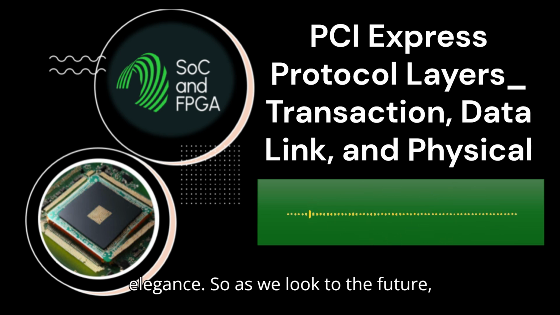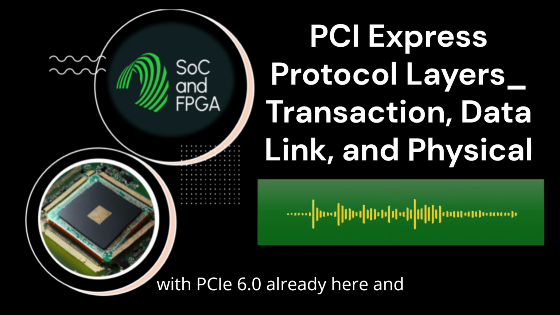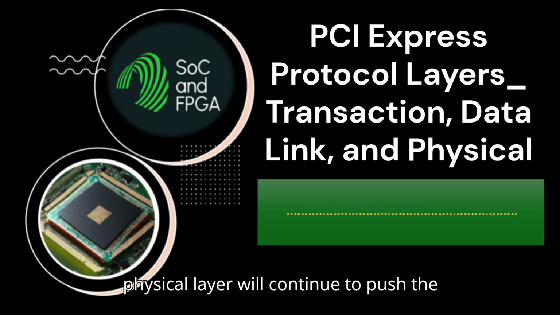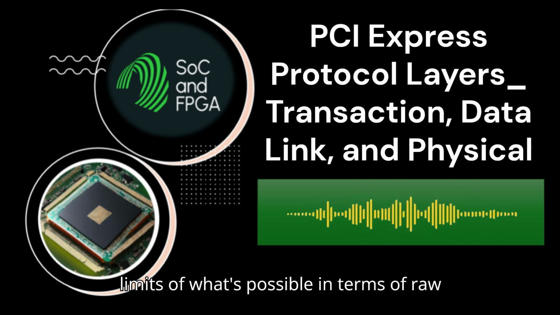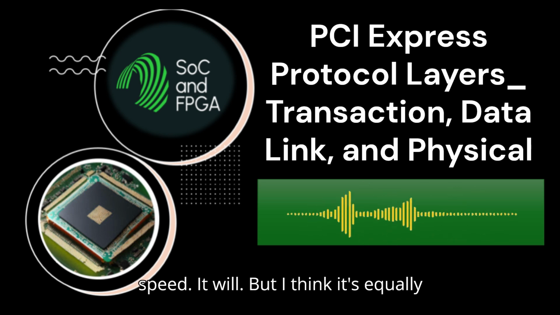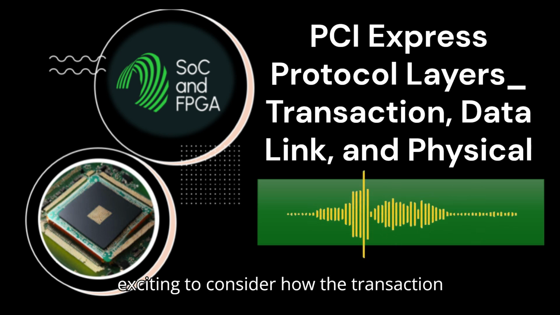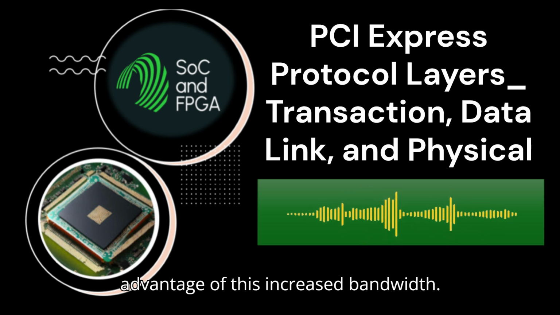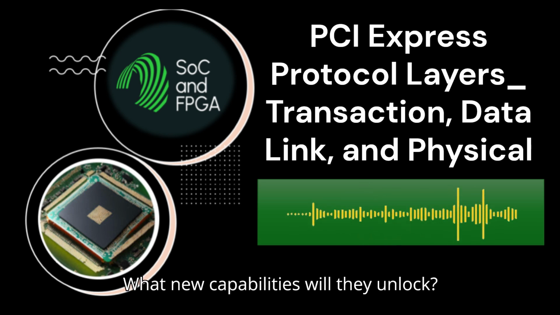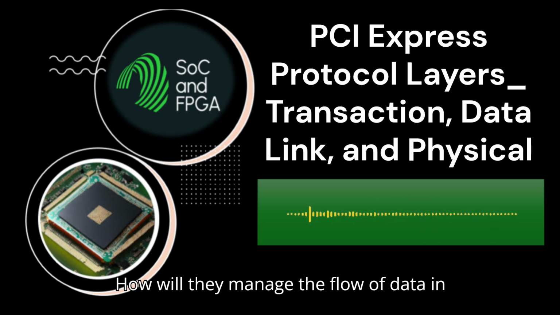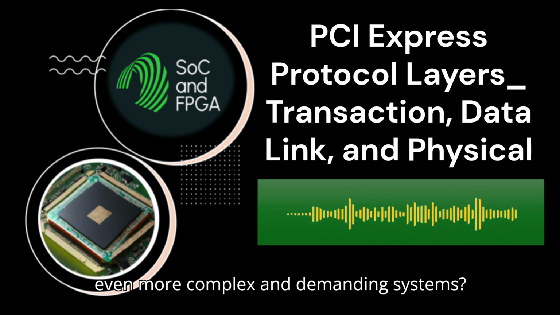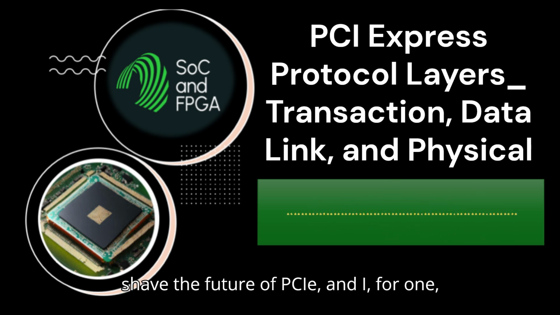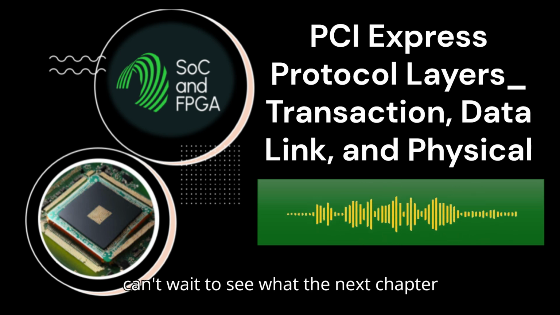So, as we look to the future, with PCIe 6.0 already here and 7.0 on the horizon, it's clear that the physical layer will continue to push the limits of what's possible in terms of raw speed. It will. But I think it's equally exciting to consider how the transaction and data link layers might evolve to take advantage of this increased bandwidth. What new capabilities will they unlock? How will they manage the flow of data in even more complex and demanding systems? These are some of the questions that will shape the future of PCIe, and I, for one, can't wait to see what the next chapter holds.